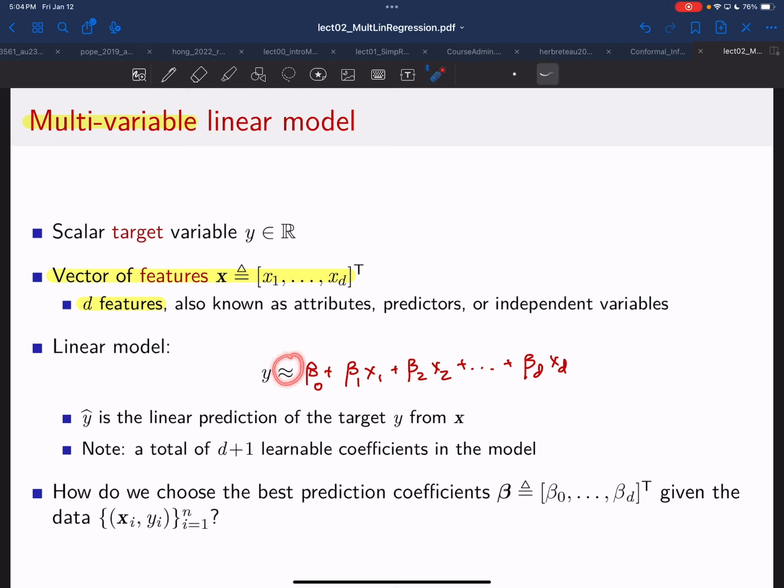As before, this is an approximation because we're not saying that Y is exactly this, it's just close to this. And so the difference now is there are D plus 1 learnable coefficients, not just 2. D is the number of different features we have. And just like before, we could stack all the betas into a vector, boldface beta. And our question then is, how do we design that vector of coefficients?